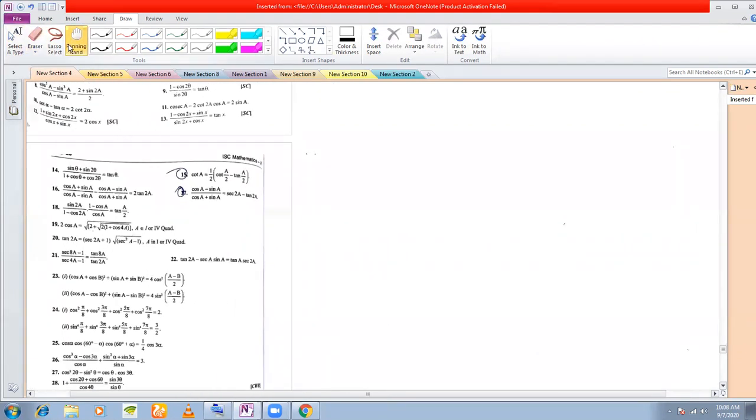Number 18. Prove that sine 2a by 1 minus cos 2a into 1 minus cos a by cos a is equal to tan a by 2. So let us write this problem. Let us write the left hand side, because we want to start from the left hand side. Is equal to sine 2a by 1 minus cos 2a, into 1 minus cos a divided by cos a. We want to show this is equal to tan a by 2.